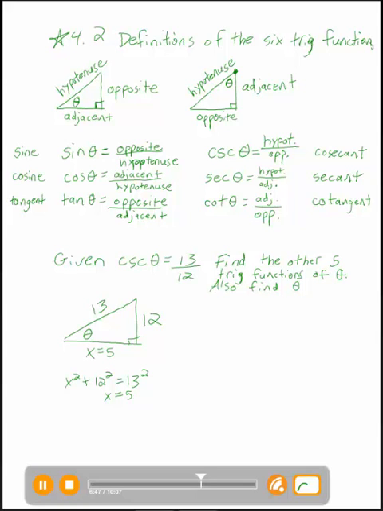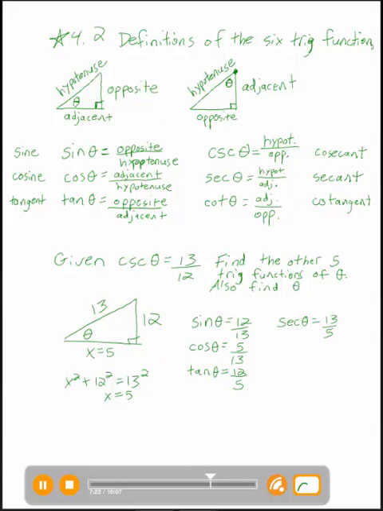So now once I have all this information filled in with the triangle, I can evaluate my remaining trig functions. So I know that the sine of theta is going to be 12 over 13. The cosine of theta is going to be adjacent over hypotenuse, 5 over 13. Tangent of theta is going to be opposite over adjacent, which is 12 over 5. The cosecant of theta was given, so I don't need that one. The secant of theta is hypotenuse over adjacent, 13 over 5.